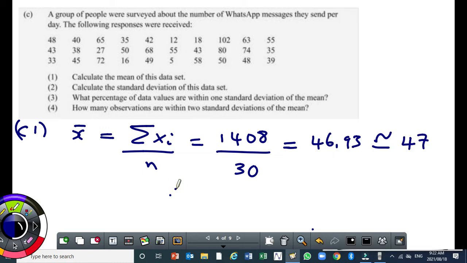Then number 2, can I have your attention, please? Mr. Chikanda is at the back of the class.